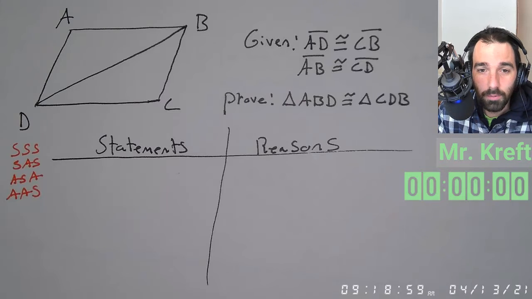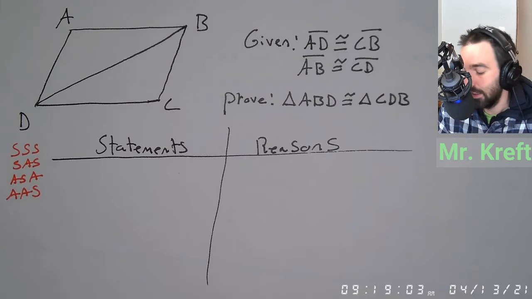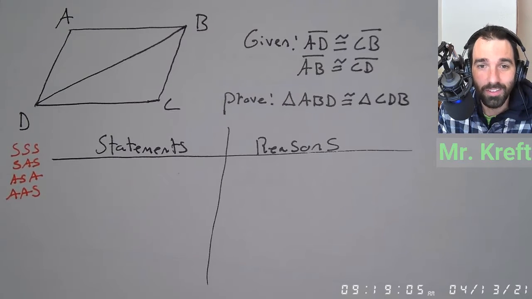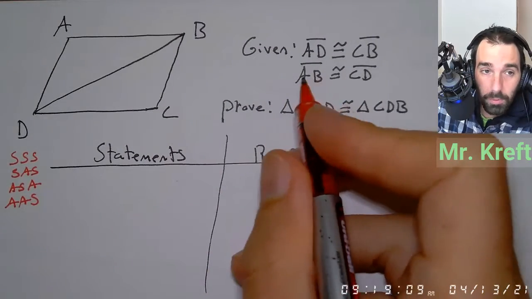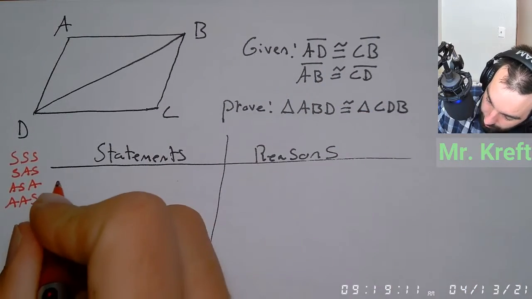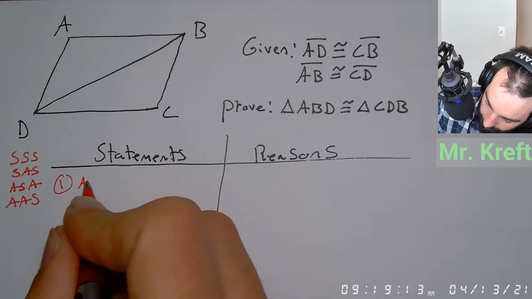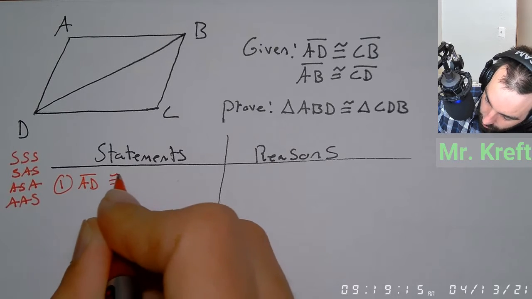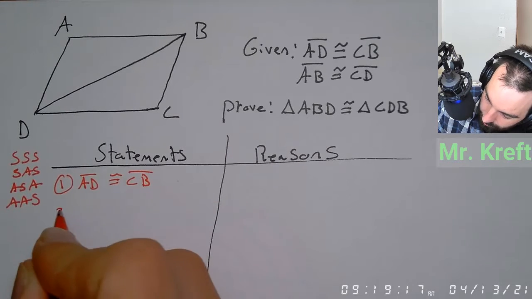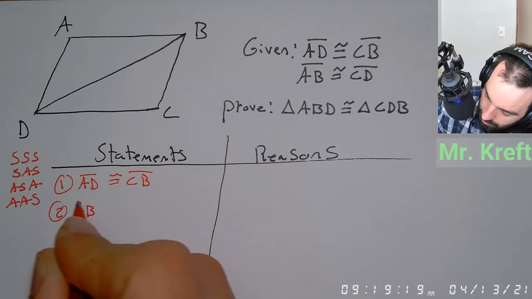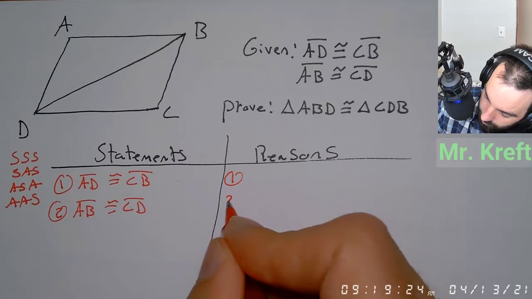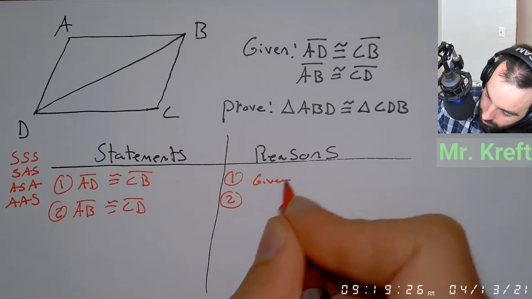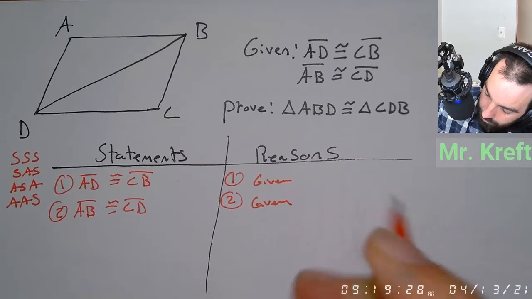All right, so that was 3 minutes. Let's see what we can get with this proof. I appreciate the people asking me questions and clarifying things. Good stuff, guys. So again, I'm always going to start by taking my givens and just copying them down into my proof. So I have segment AD is congruent to segment CB, and segment AB is congruent to segment CD. So I have given, I have given.